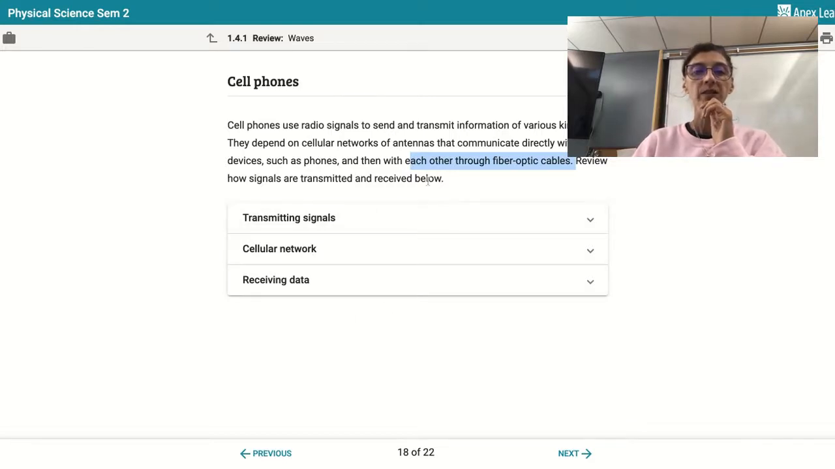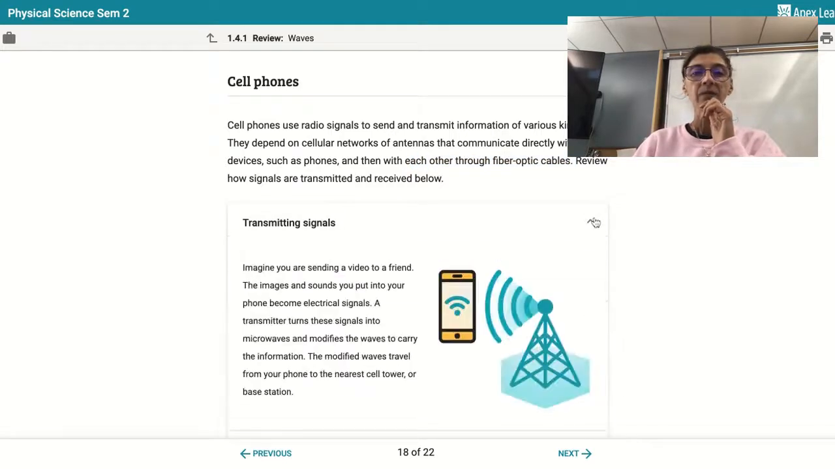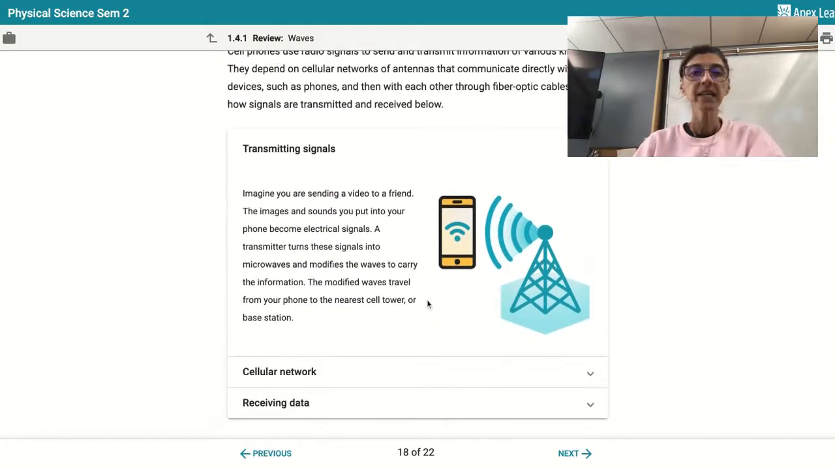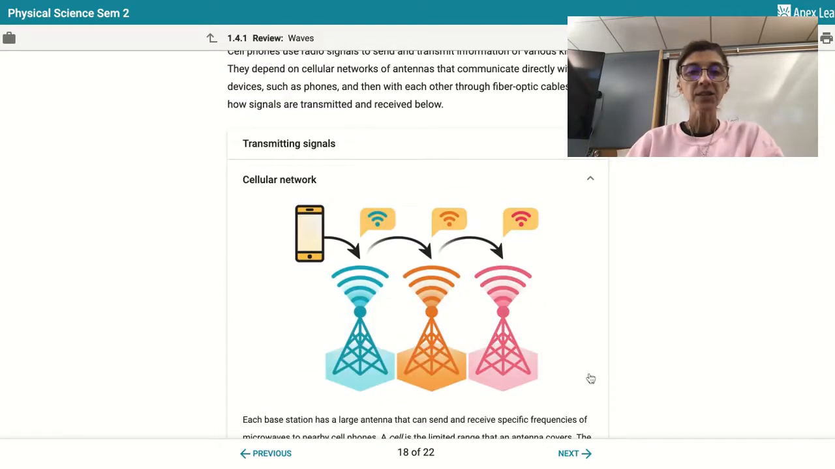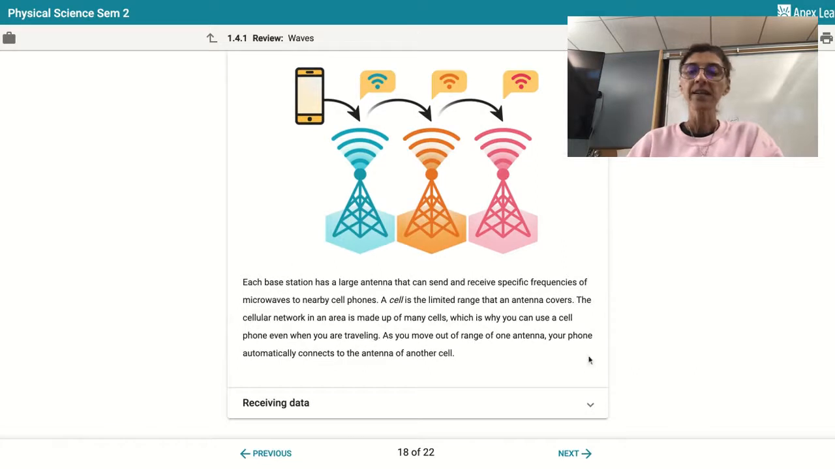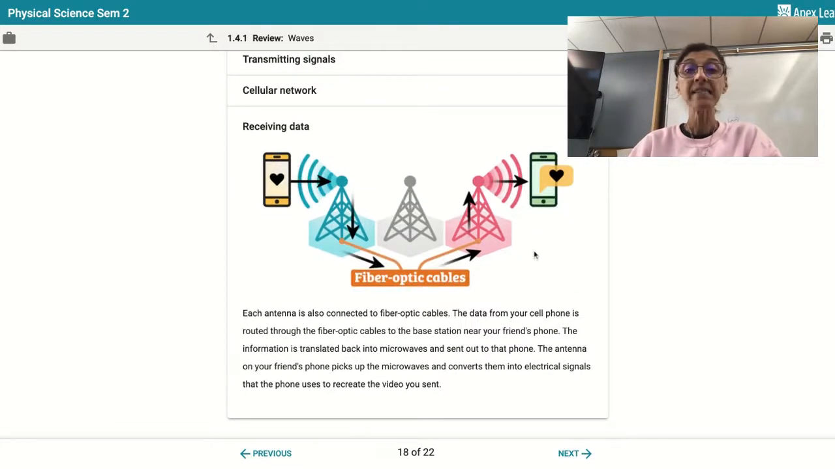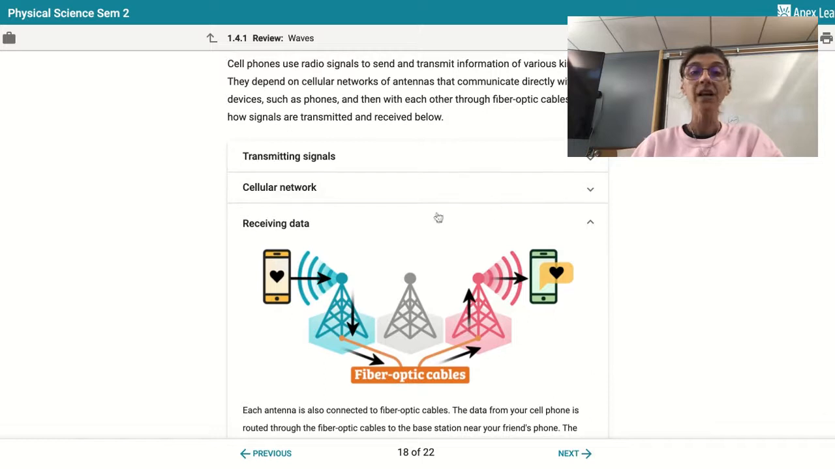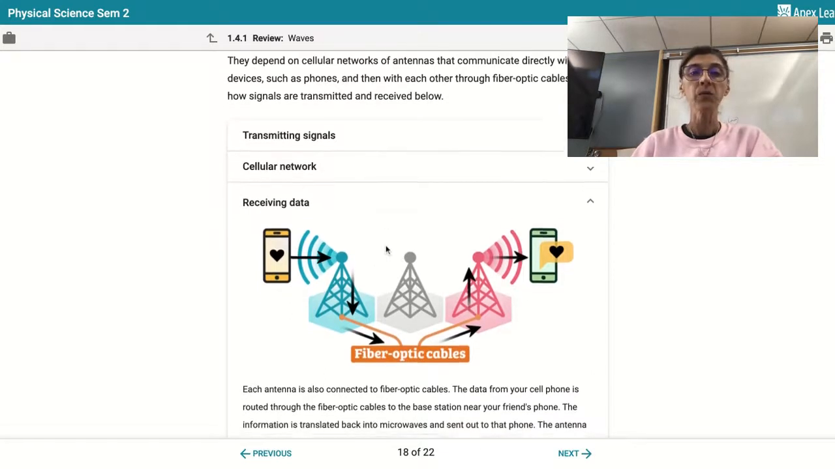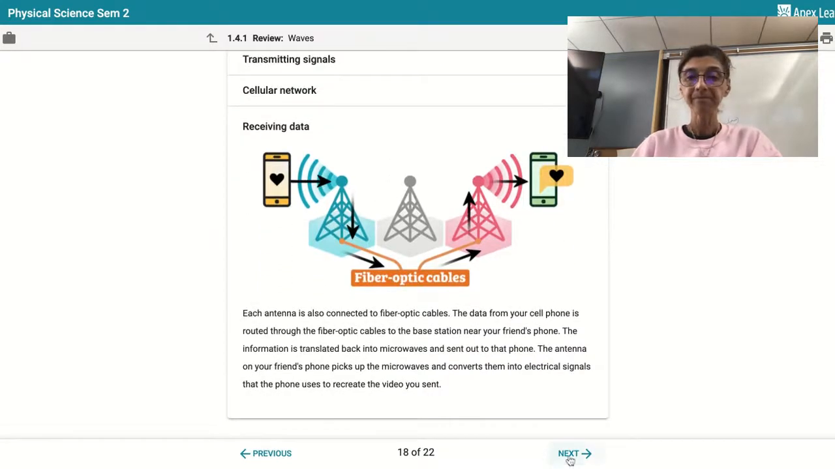Okay, so you're going to want to look at these things. How is the signal transmitted? How is the cellular network used? I think you can tell by the pictures here. And how is the data received to my personal device? Like if someone likes my Instagram post, how do I see that they liked my Instagram post? Okay, so there's a lot that goes on behind that, and this will help you understand that a little bit more.